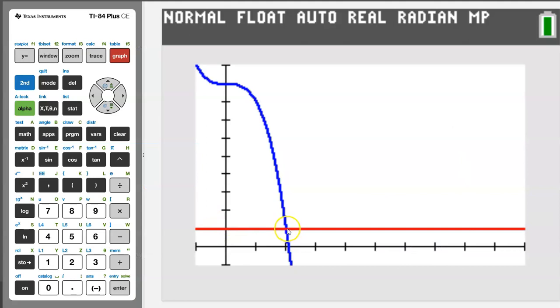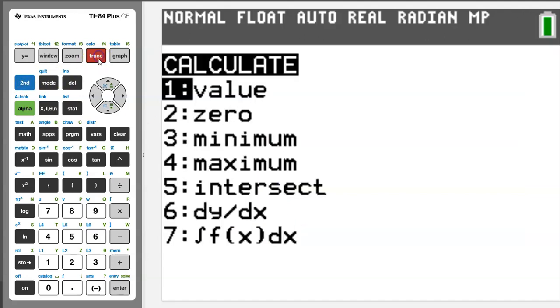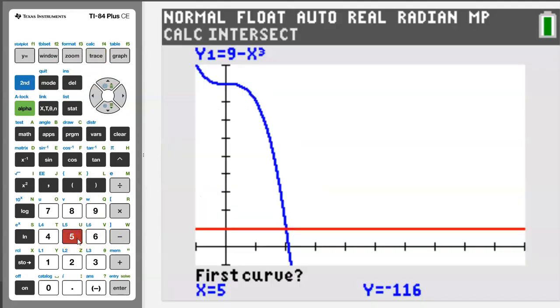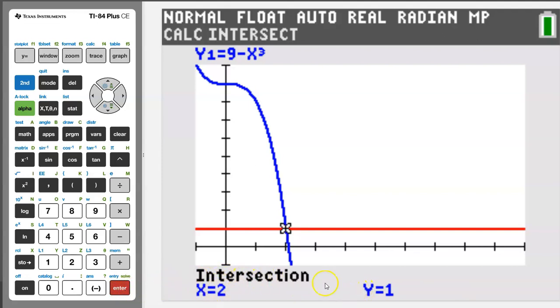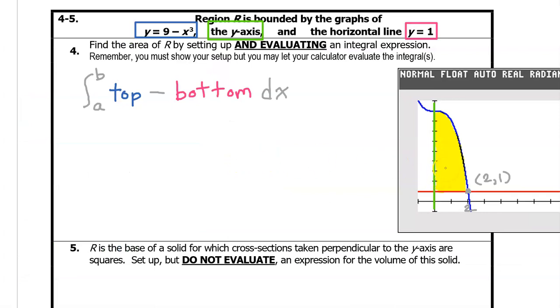We are going to need the point of intersection. It looks like it will be at x equals 2, but I don't want to assume. So let's hit second trace. Option 5 is for intersection. For first curve, move the pointer as close to the intersection point as you can and hit enter. And then just hit enter again for second curve and enter a third time for guess. So yes, the intersection point is (2, 1).